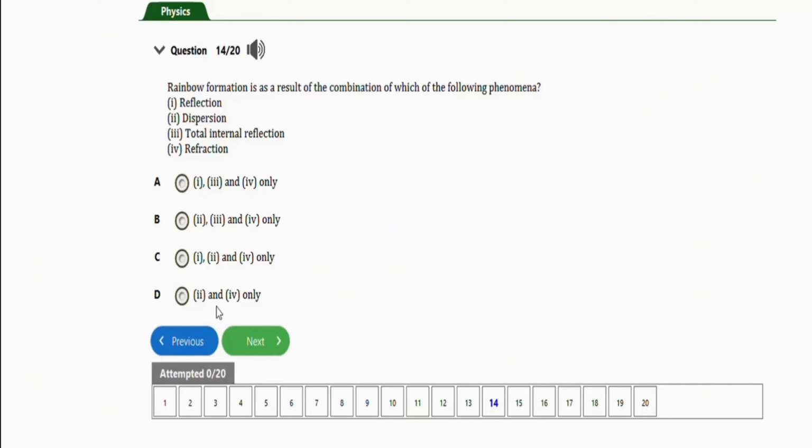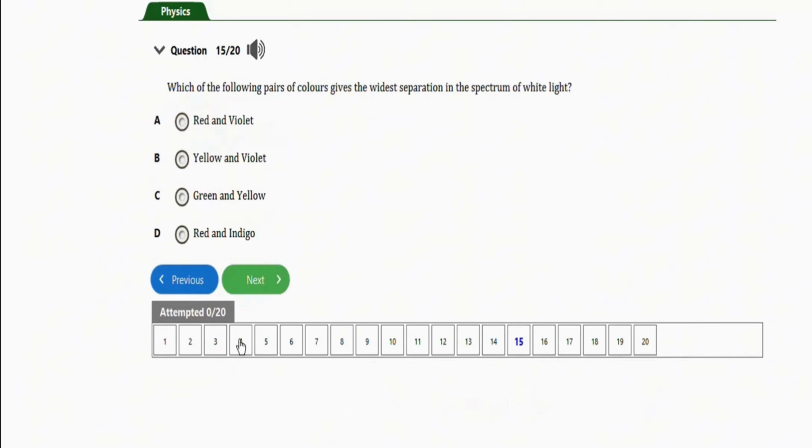So the next question will be this one. It says, which of the following pairs of colors gives the widest separation in the spectrum of white light? We have red and violet, we have yellow and violet, green and yellow, we have red and indigo. So guys, the correct option to this question is option A, which is red and violet.